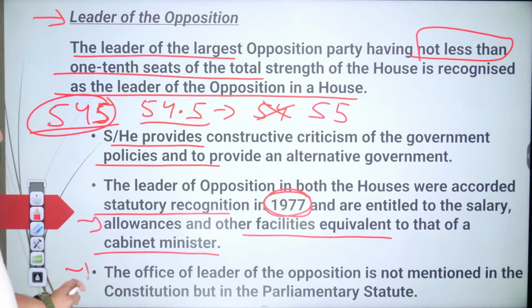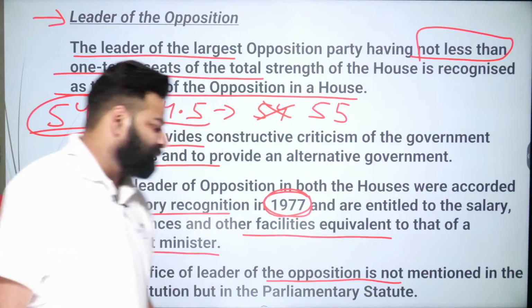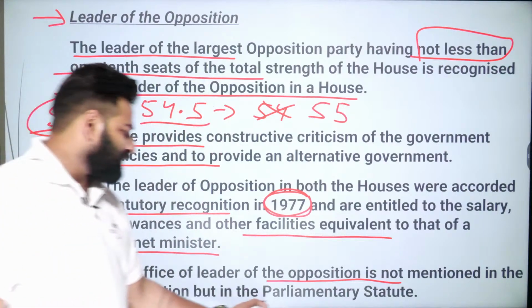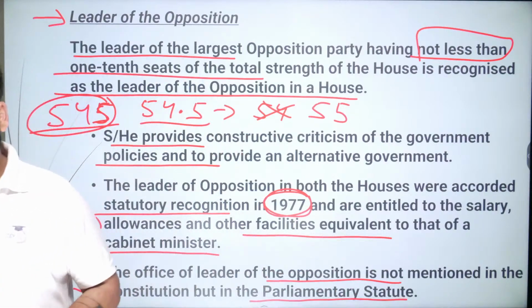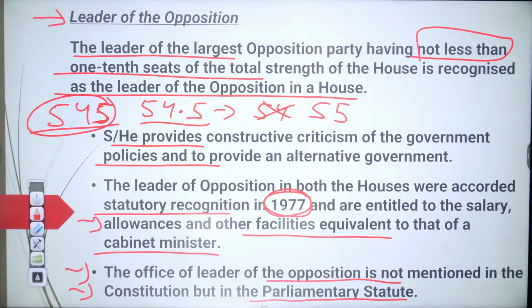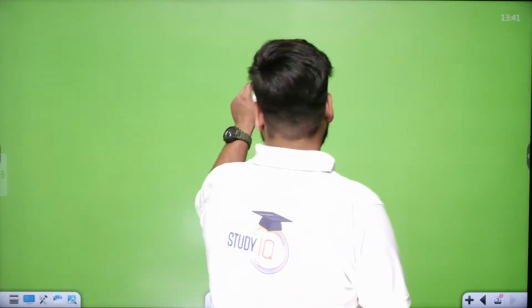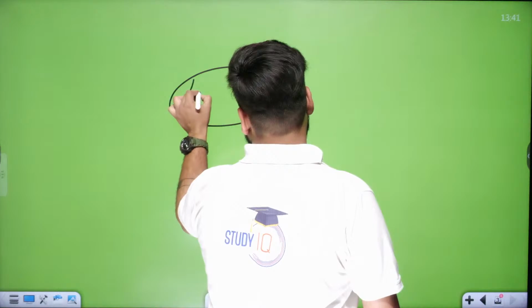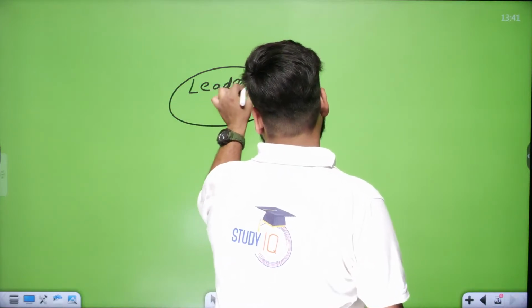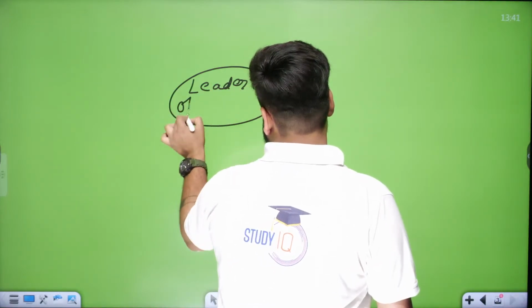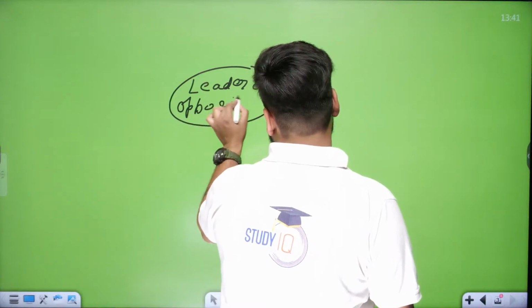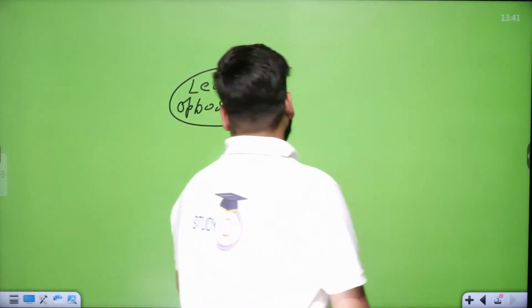And last one, the office of the leader of the opposition is not mentioned in the constitution but in the parliamentary statute. Okay, so these are the features that we need to mark out with regard to the leader of the opposition. So guys, I request you to make these flow charts, as they will help you a lot in quick revision.